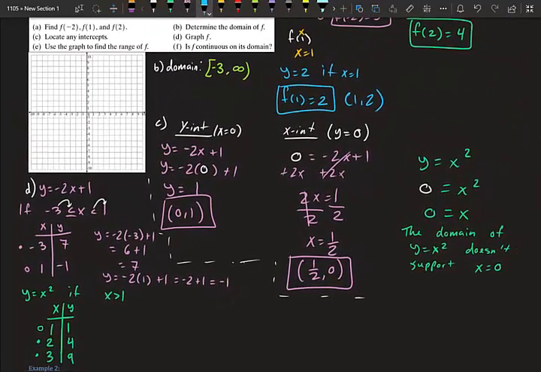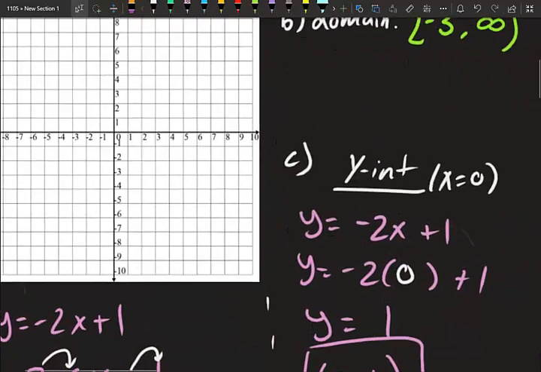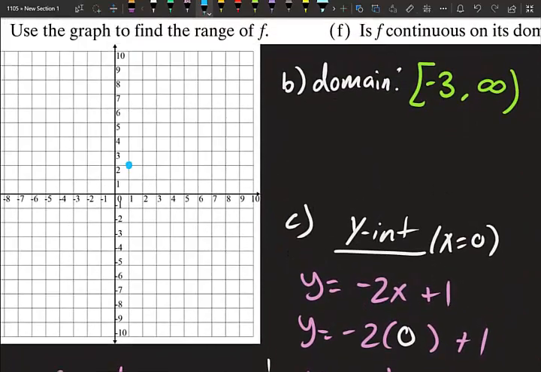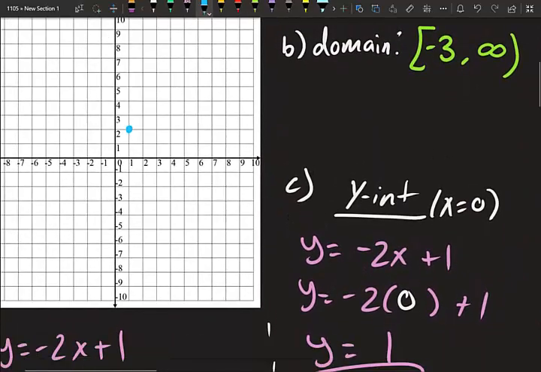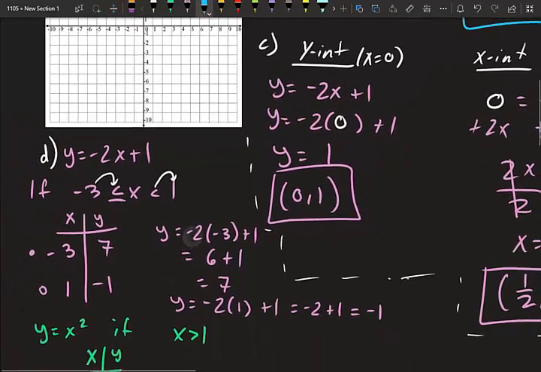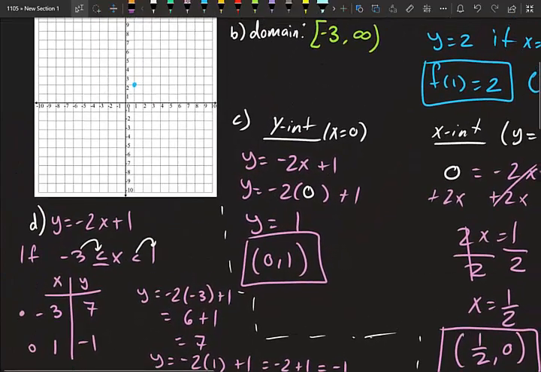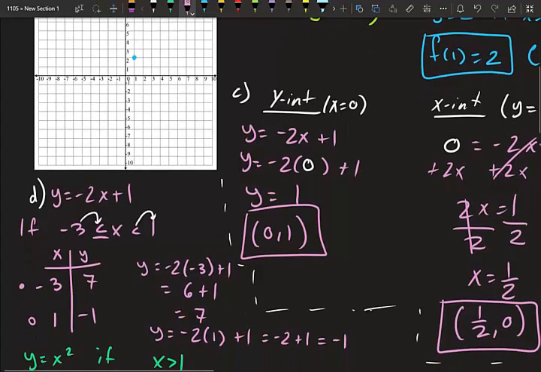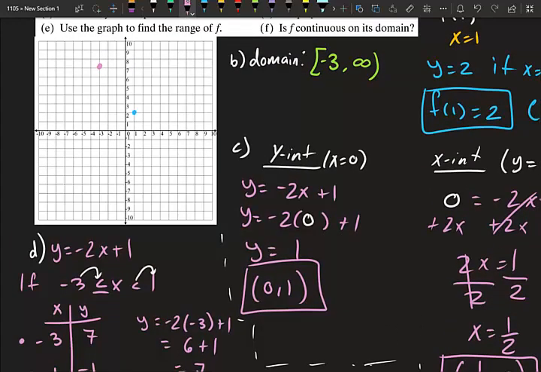So I'm going to plot that random point of 1, 2. And then we're going to plot the other points. So we're going to plot the purple one. So we have a closed circle at negative 3, positive 7. We have open circle at 1, negative 1. And since this is a compound inequality, that is exactly where it starts and stops.